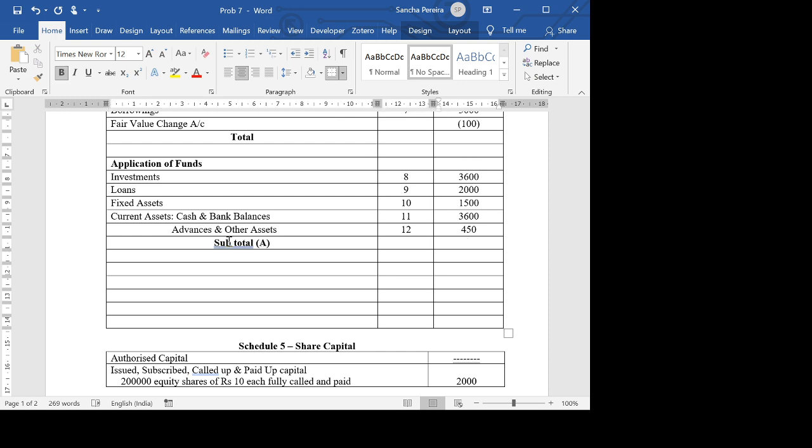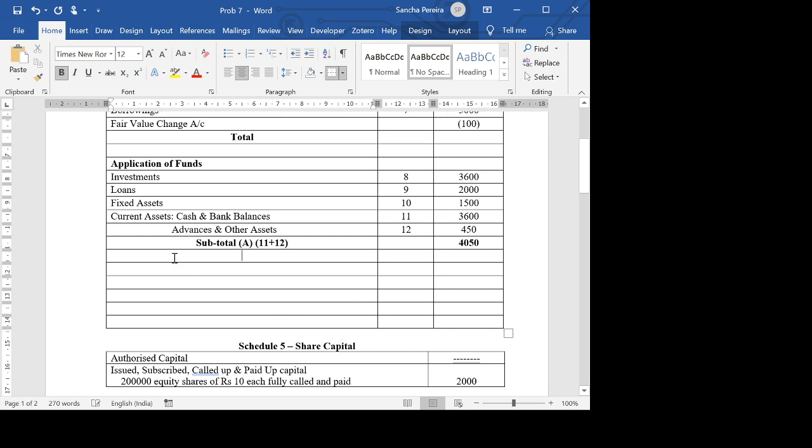Okay, now when I'm calculating my subtotal A, I'm not going to take this 3 into consideration. It's just 3600 plus 450. That is going to give me 4050. Okay, now how did I get my subtotal A? It's basically 11 plus 12. This will go with this, we will take in the final total towards the end.